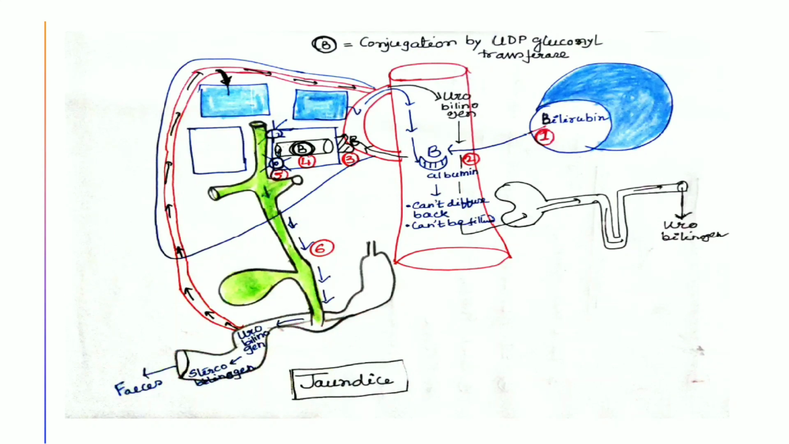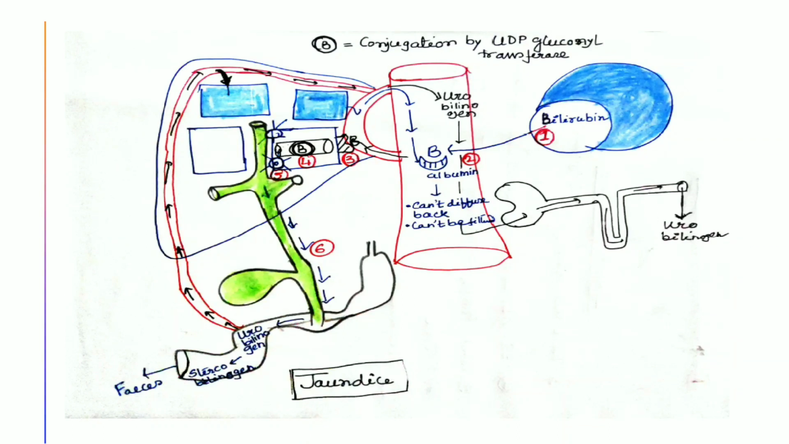Then again the same story: the right and left hepatic ducts join to form the common hepatic duct. Then from the gallbladder, the cystic duct comes and joins to form the common bile duct. Then it combines with the pancreatic duct and ultimately enters the second part of the duodenum. In the second part of the duodenum, with the help of the gut flora and other enzymes, the conjugated bilirubin is converted to urobilinogen.